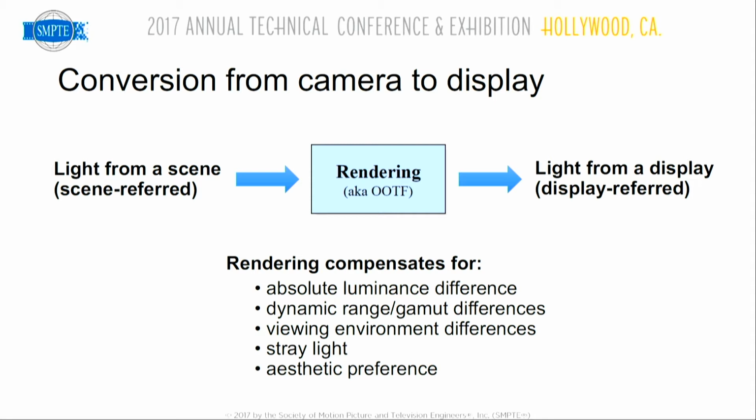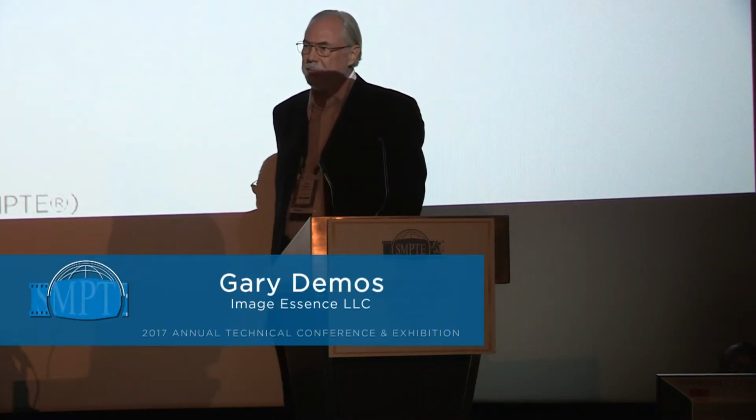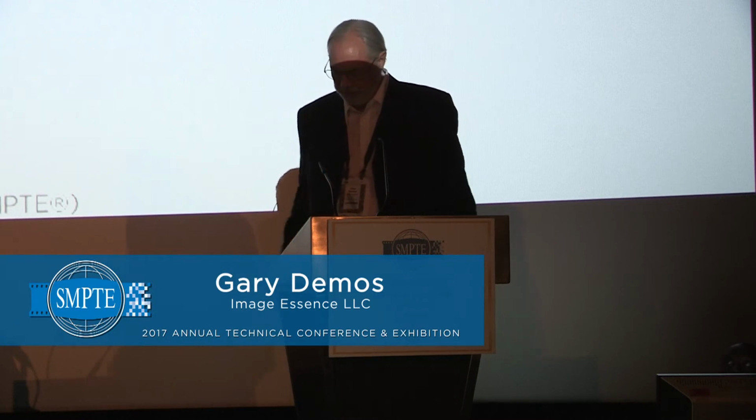So the basic topic here is end-to-end. What happens between a camera and a display? And of course, this is complicated by the fact there are usually multiple cameras and multiple display types, so it gets to be tricky. The conversion from scene light to display light is really the interesting topic here.